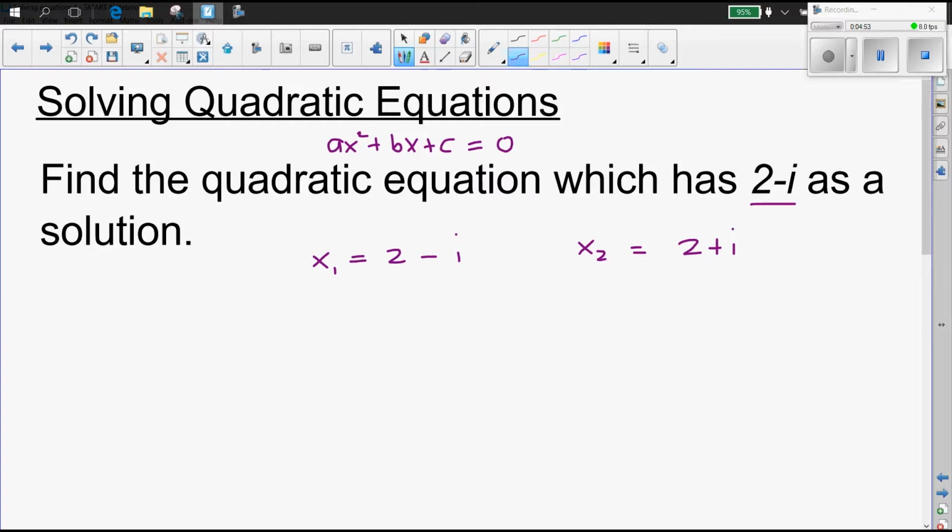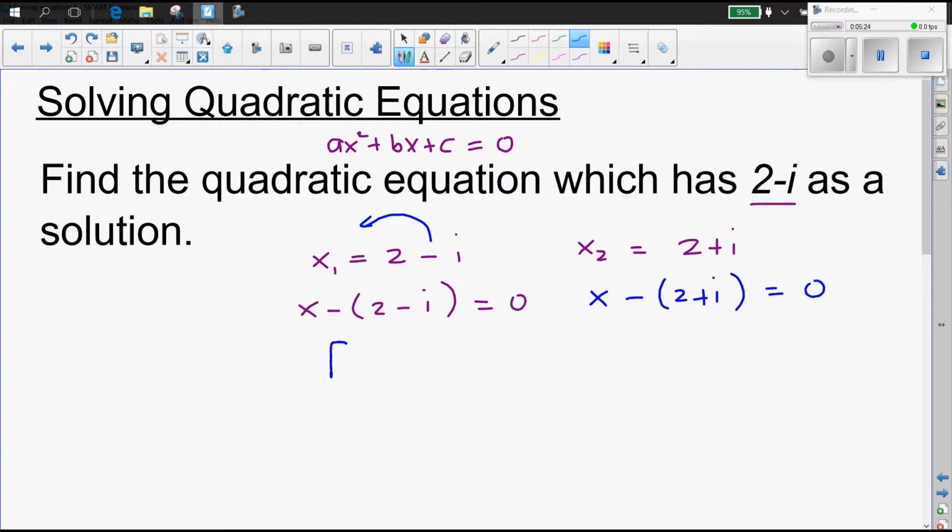So if x equals 2 minus i, then x minus (2 minus i) will equal 0. All I've done is taken the number 2 minus i across the equals sign. And we say that this is a factor. x minus (2 minus i) is a factor. Similarly, x minus (2 plus i) equals 0 will be my second factor. And I can now multiply these two factors.